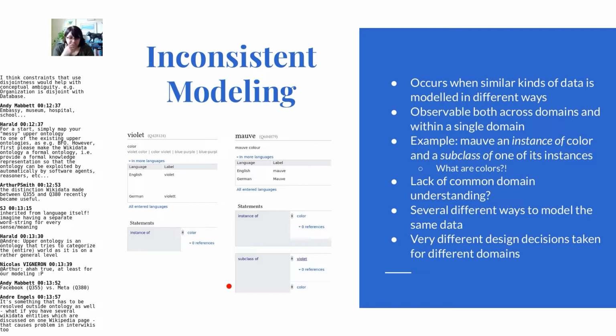And sometimes there are very different design decisions taken for different domains. So for example, if you were to build an application that shows movies and you would want to transfer it to music, some of that modeling might be completely different. So it's very hard to adapt your app to work in this adjacent but different topic area.